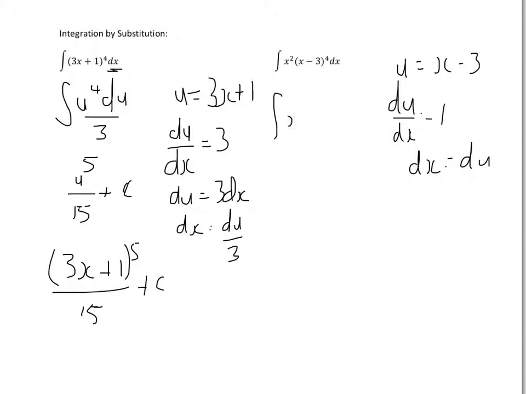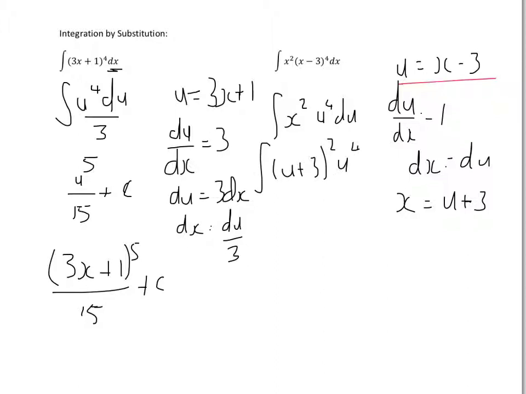So I've got the integral of x squared u to the power of 4 du, because du is dx. Now the problem is x squared is not in terms of u, I can't integrate this. So the other thing that I always do on the right is I try to get a formula for what x is. Here x is u plus 3. It's u plus 3 because of this formula up here, u equals x minus 3. We rearrange that. So I put u plus 3 where there is an x, to the power of 4, integrate du.